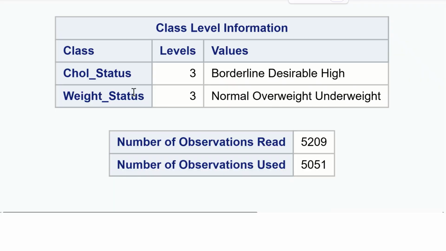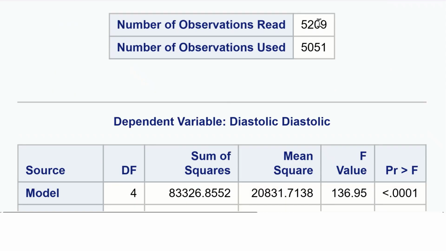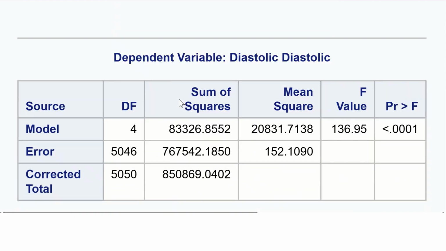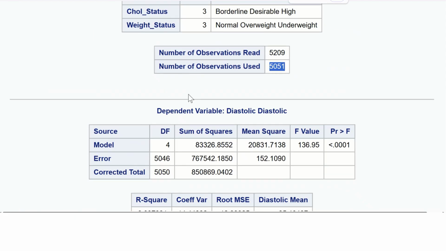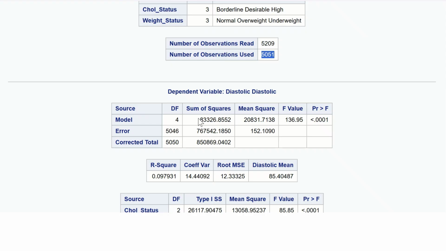Okay, the first table is simple. It is just giving us the groups within each of our covariates. For example, cholesterol status, we have borderline, desirable and high. Weight status, normal weight, overweight, and underweight individuals. These are the number of observations which were read, and these were the numbers which were used because there were some missing values. And here are our F statistics.